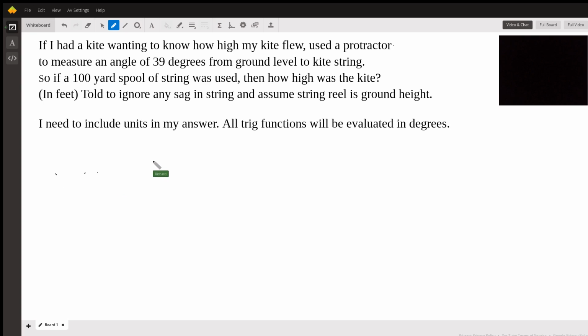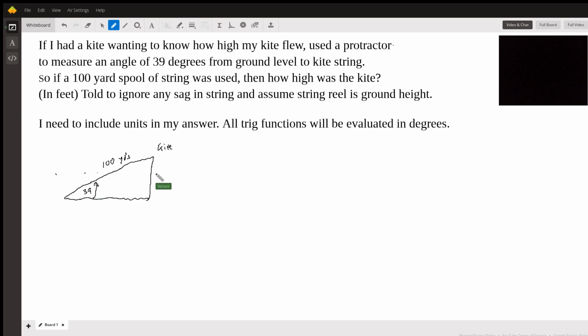So we're flying a kite, and let's say the kite is up. Here's our kite here. And we're told that we're using 100 yards of string, and it's making an angle of 39 degrees. This is called the angle of elevation, and it's measured this way. Okay, so this is fairly straightforward.